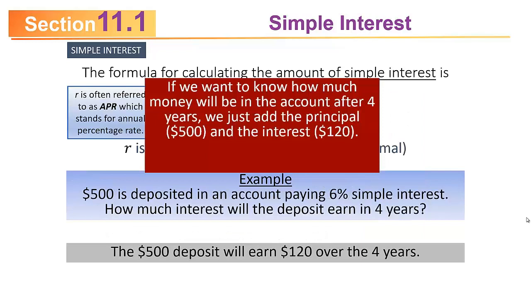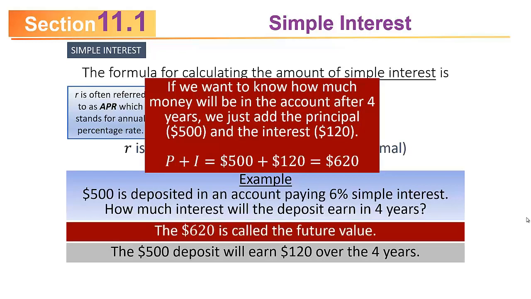Sometimes you don't want to know just the amount of interest you earn. Sometimes you'll actually want to know how much money's in the account after 4 years, or however many years. And to do that, we just take the interest, which was $120, and add it back to the principal, which is $500. So the principal plus interest gives you the amount of money in the account, which is $620. That $620, the total amount in the account after a certain period of time, is called the future value.